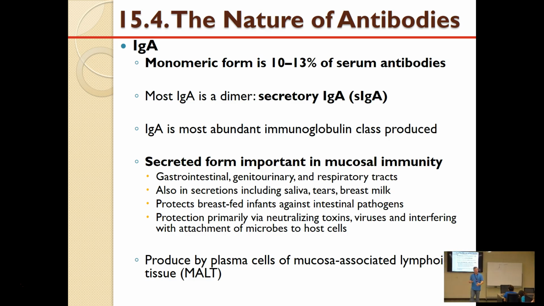IgMs are circulating around the blood, so they're there and available. So gastrointestinal, genitourinary, respiratory tract, anywhere where there's mucus, there will be IgAs. It says here also secretions involve saliva, tears, breast milk. IgAs are found there and protect breastfed infants against intestinal pathogens. So IgAs are important there.